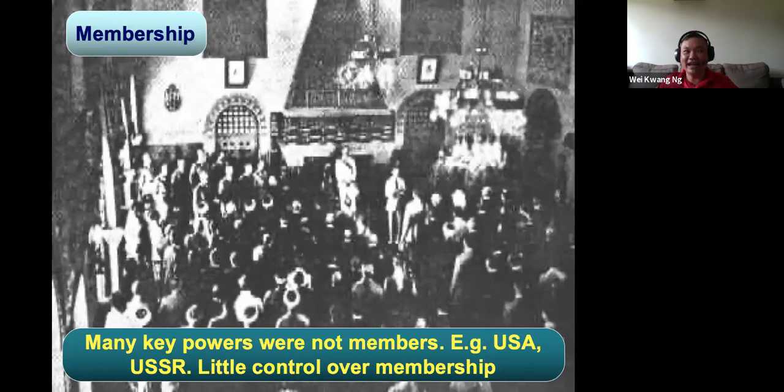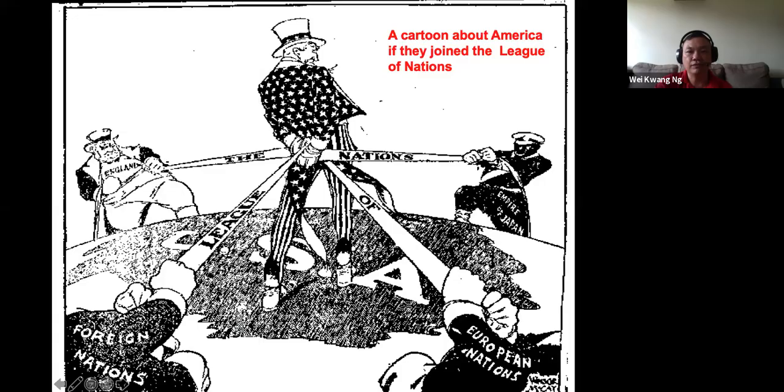Big countries are not there, not just the small countries. Some big countries are not there, and they cannot control the people coming in or going out of the LON. So that is a problem with the membership. They cannot get people to come, and they cannot control the people who are coming or leaving the LON.